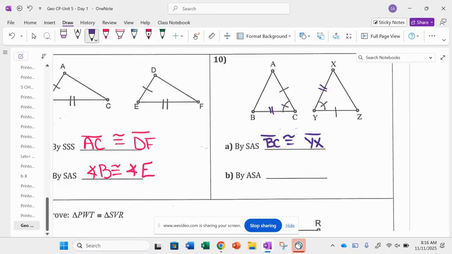Okay, so now if we need these to be congruent by angle, side, angle, Kate, can you tell me what additional information would we need for ASA?